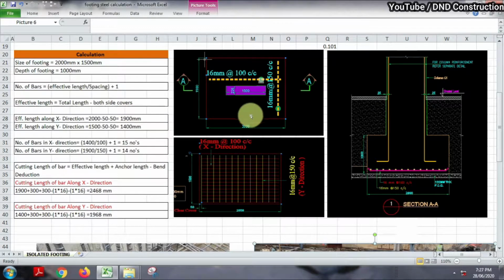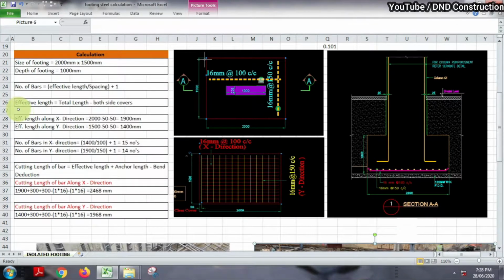First we will study how to calculate the number of bars. For calculating the number of bars, we require the effective length divided by the spacing of bars, plus 1. In this, the x direction steel is 16 mm dia at 100 center to center, and in this direction, 16 mm dia of bar at 150 center to center. So this is our formula for number of bars calculation.